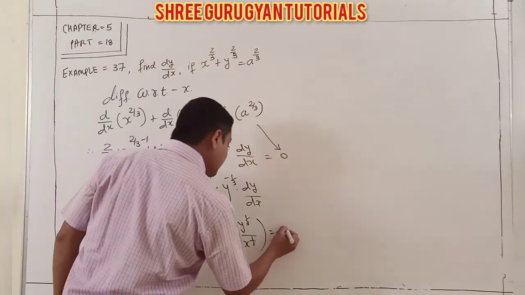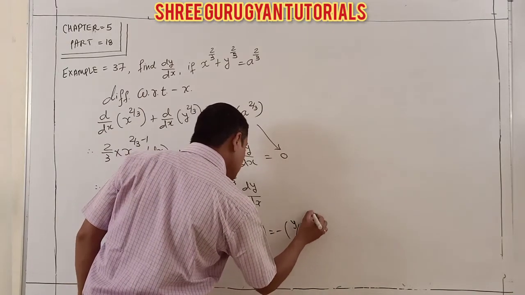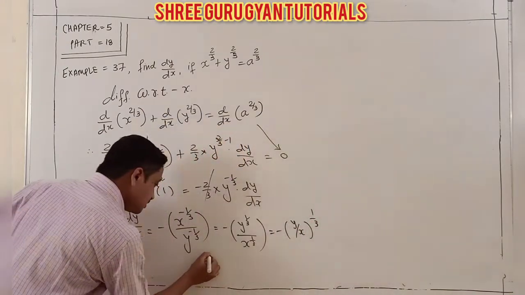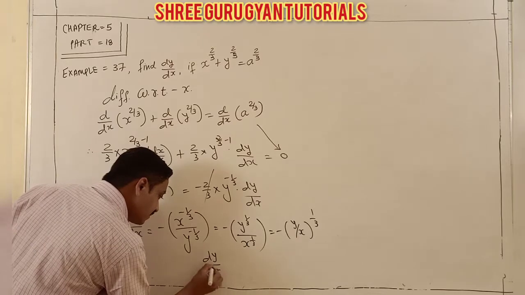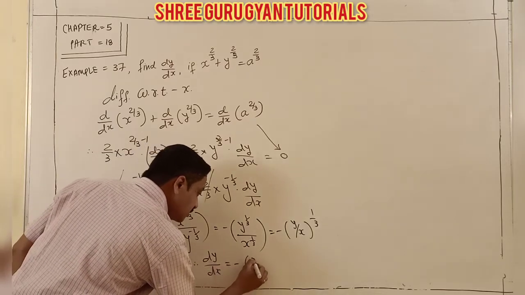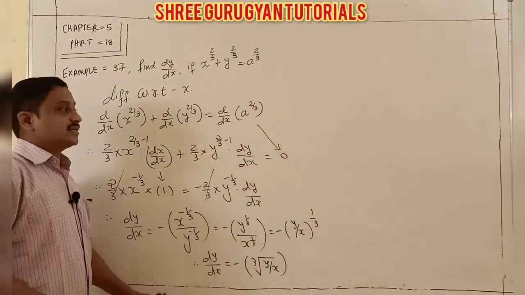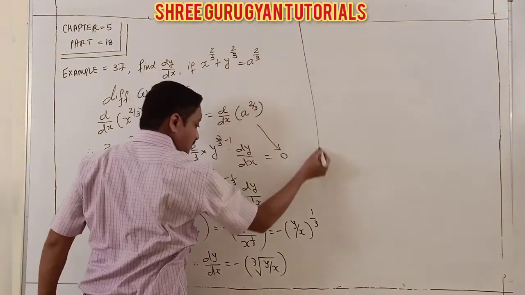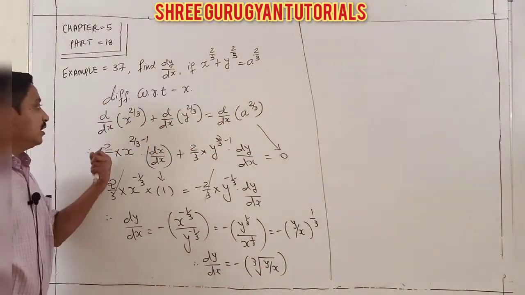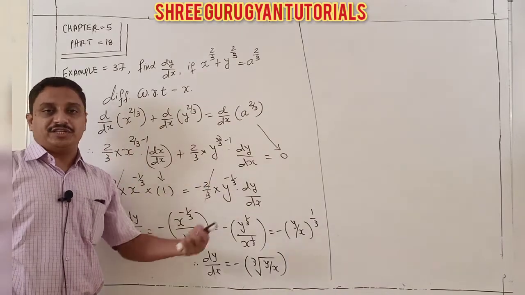Yes, I hope you understand. It is y by x raised to 1/3. It means dy by dx is minus cube root of y by x. And this answer, students, is happily done for our part on implicit functions.